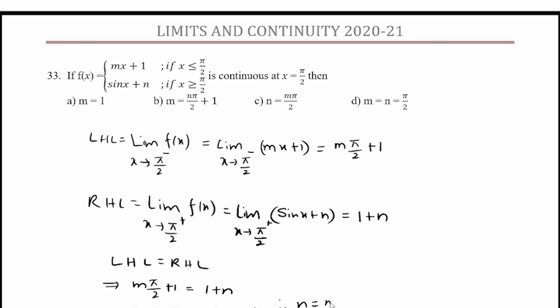So n is equal to m into pi by 2. That's it. Is there that option? n is equal to m pi by 2? Yes, that is option C, the right option.